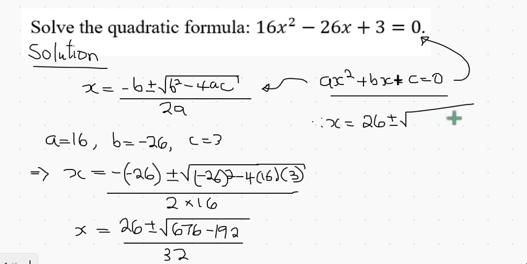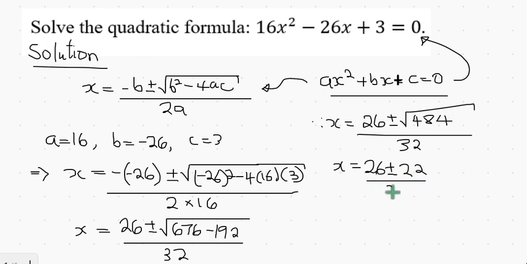so let's subtract 192 from 676, and that will be 484, all divided by 32. So we have the value of x. The next step: the value of x is equal to 26 plus or minus the square root of 484. That should be 22. So 22 divided by 32.